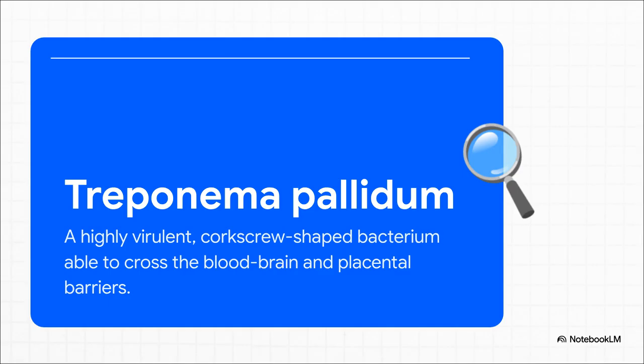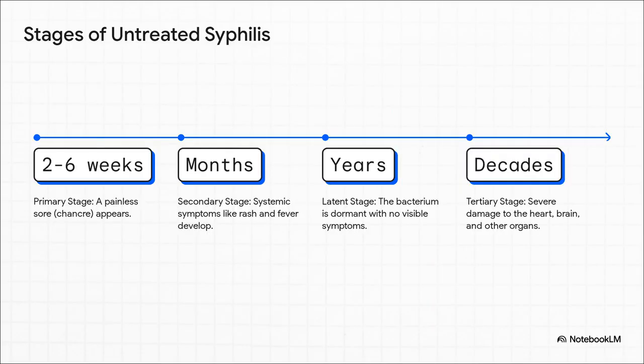It's so invasive it can even cross the blood-brain barrier to get into our nervous system, and crucially, it can cross the placental barrier, passing from a mother to her unborn child. And if it's left untreated, the infection progresses through these very distinct stages over years, even decades. It starts with the primary stage, usually a single, painless sore called a chancre. Then comes the secondary stage, with more widespread symptoms like a rash. After that, it can go into a latent or hidden stage for years with no symptoms at all, before re-emerging in a devastating tertiary stage that can cause severe damage to the heart, brain, and other organs.